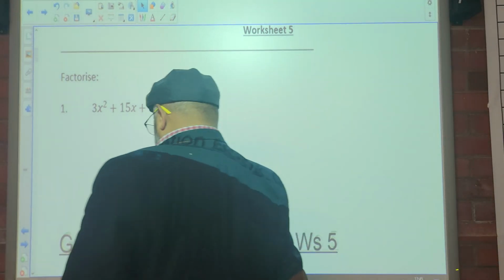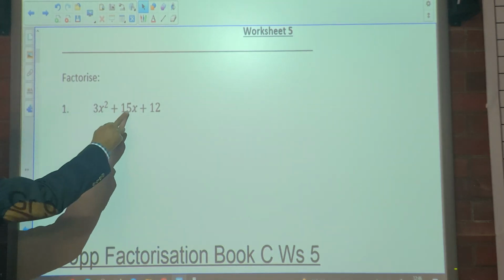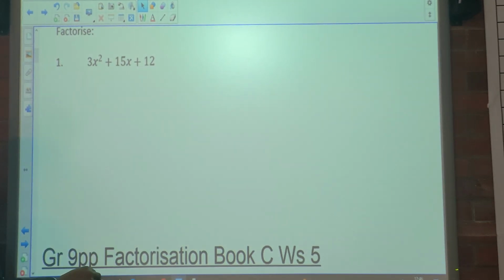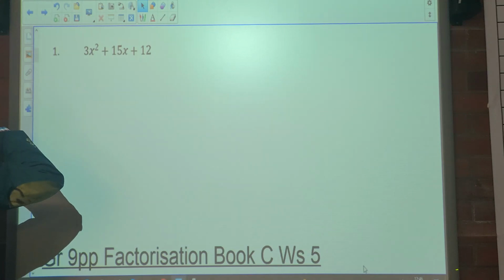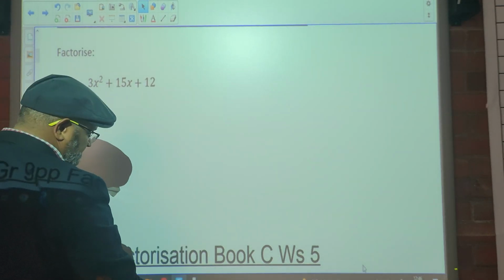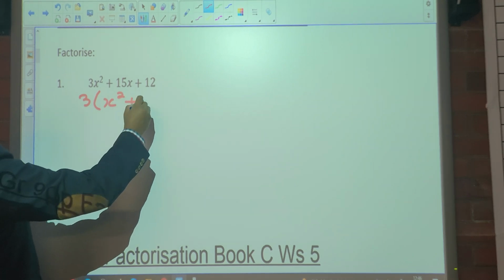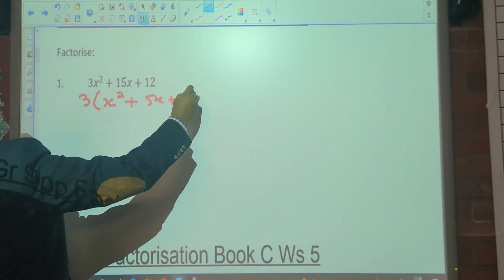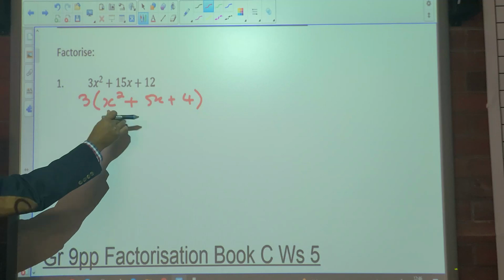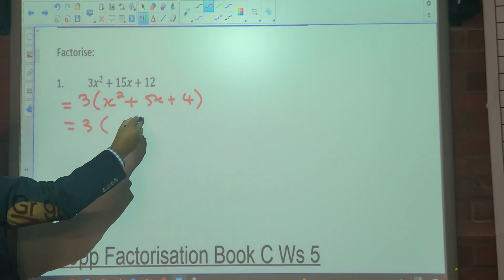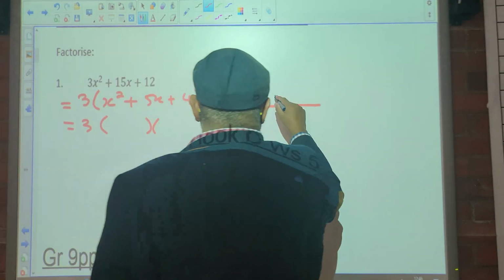Alright, so factorization. What do we see here, people? You see a common factor of 3. So what are we left with? X squared plus 5x plus 4. So what do we see inside the bracket now? We have a trinomial, not so? What goes on the line?